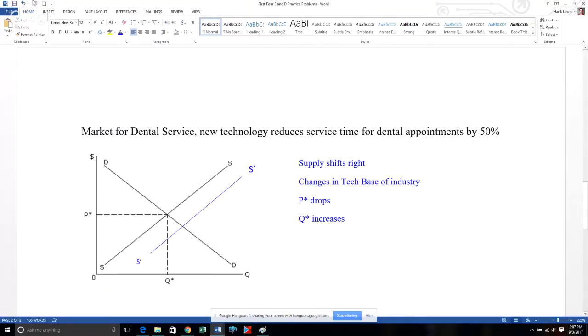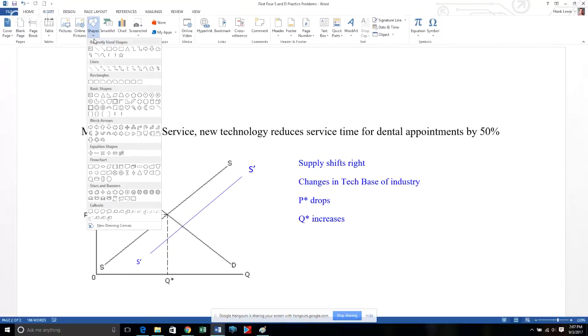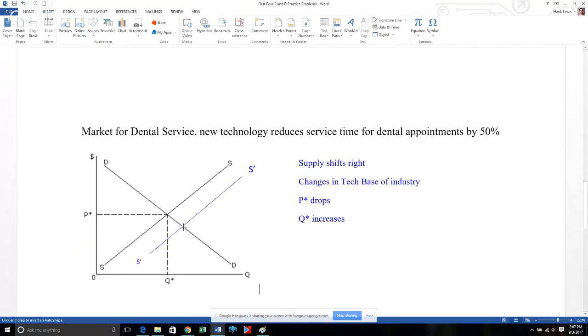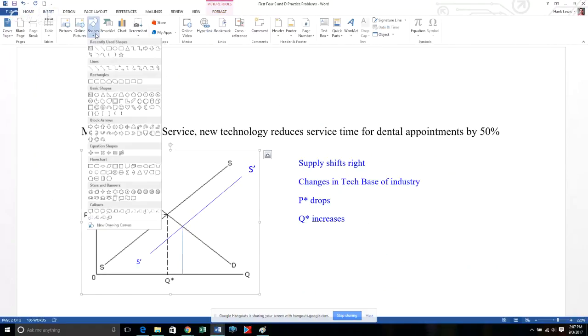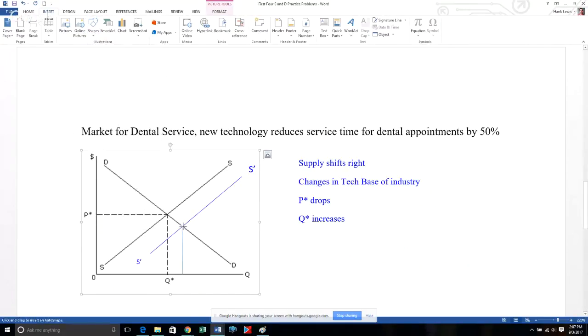Okay, alrighty. And then last but not least, let's locate the new equilibrium price and quantity. So again, we're going to locate it by putting in our vertical line down to the quantity axis and then putting in our horizontal line going over the dollar axis.